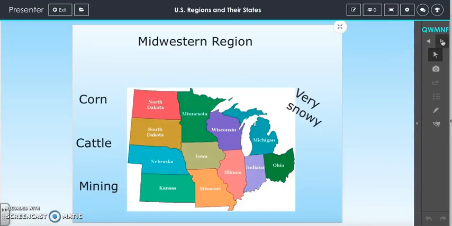The next region is the Midwest region. The climate is snowy in the winter because it is in the northern part of the United States. Some vegetation that grows in this region is corn. Cattle would be a natural resource that you will also need to talk about in your project, the natural resources of your region. And mining takes place in this region, and the things that they mine would be natural resources because they are found in nature and we use them.